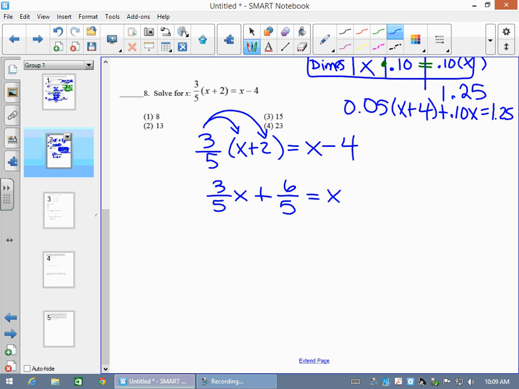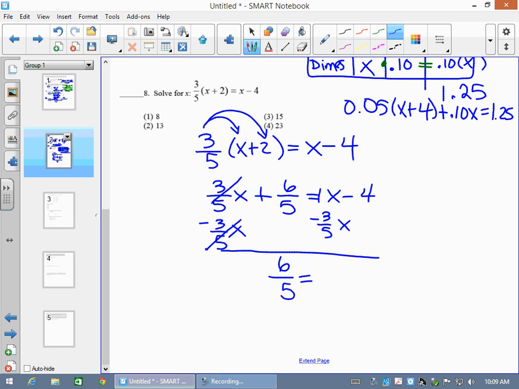Now there's more than one way to solve this, but I'm going to start by subtracting my 3/5 x on both sides. So I end up with 6/5 is equal to, now really this x has a 1 in front of it, so I'm doing 1 minus 3/5, which gives me 2/5 x minus 4. Then I want to combine my constants, so I'm going to add a 4 to both sides.